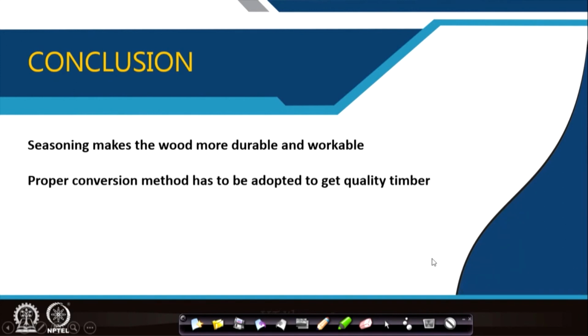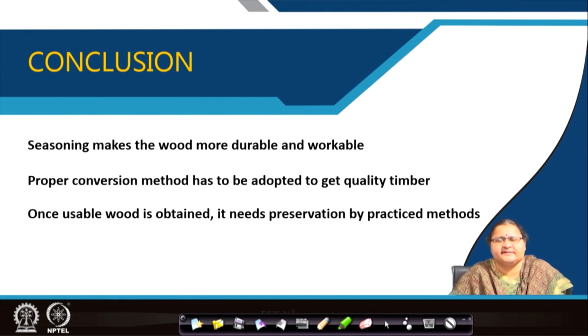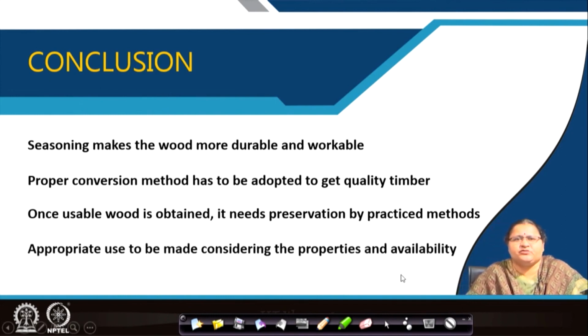Seasoning makes the wood more durable and workable. Proper conversion methods are to be adopted to get quality timber. One can understand on seeing the cross section how the conversion had been done. Based on this conversion, the price tag is also given. Once usable wood is obtained, it needs preservation by practiced methods, which we have already elaborated, and appropriate use to be made considering the properties and its availability.